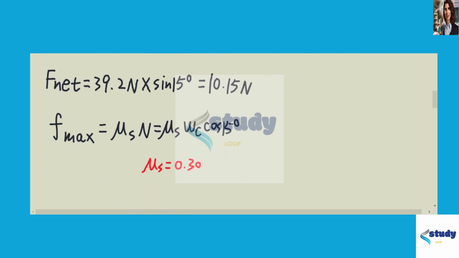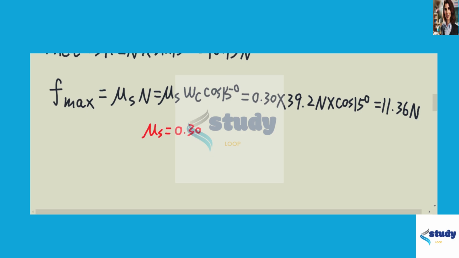For the next part, we gotta determine the maximum friction on package C, which is static friction here, which is mu S n, which is equal to mu S WC cosine 15 degrees. If we plug in the values, we have 0.30 times 39.2 Newtons, and then times cosine 15 degrees. And this will give us the maximum friction is about 11.36 Newtons. As you can tell, the net force is less than the maximum friction, which means that package C will not move.